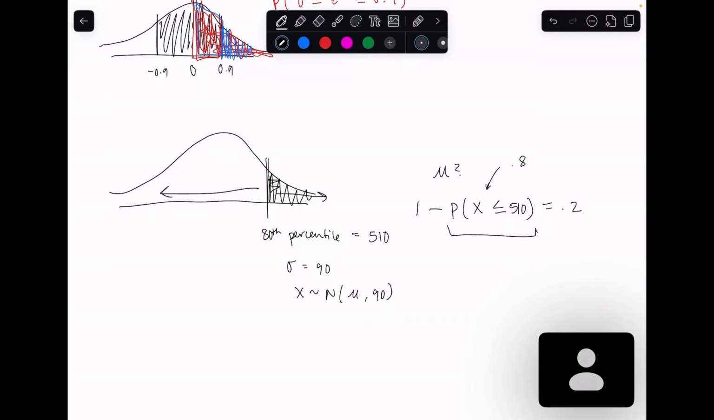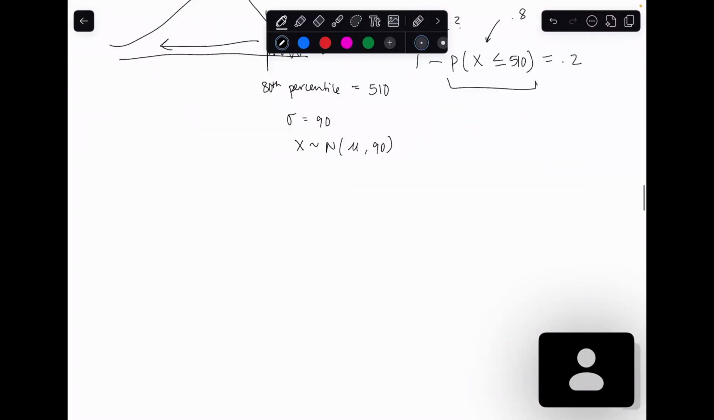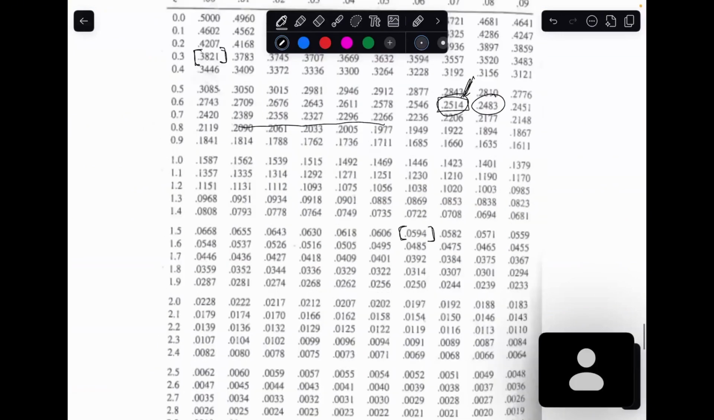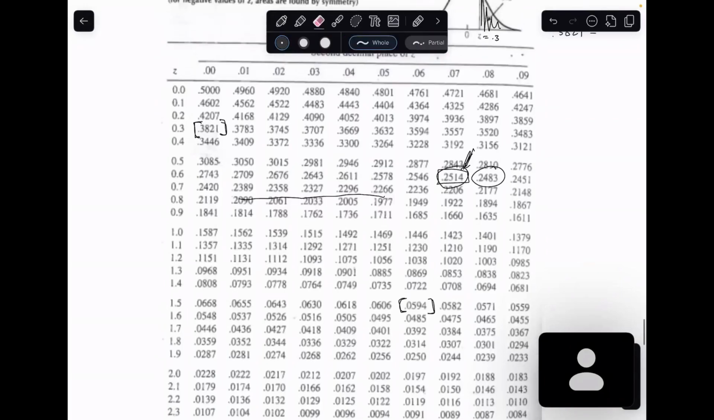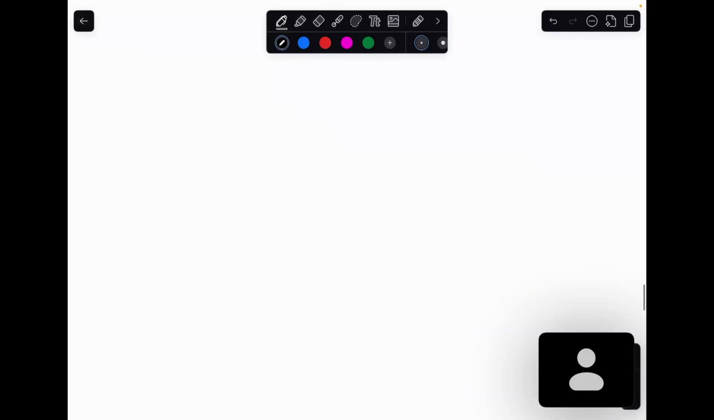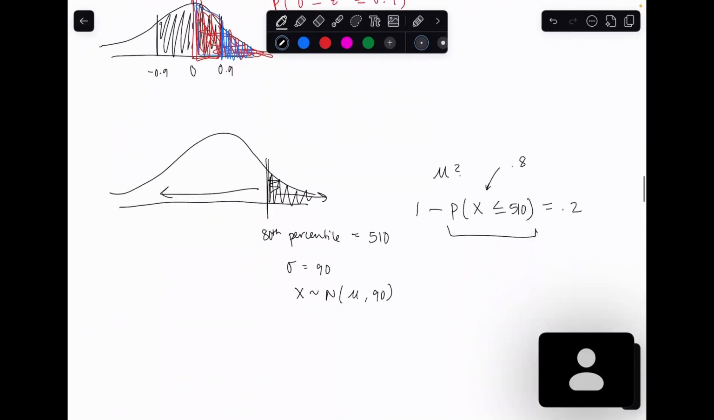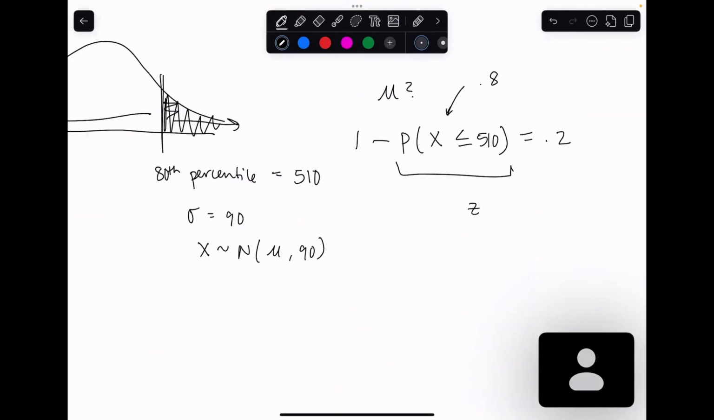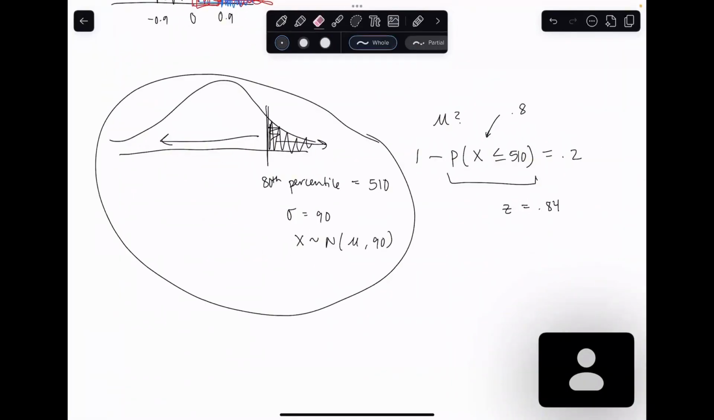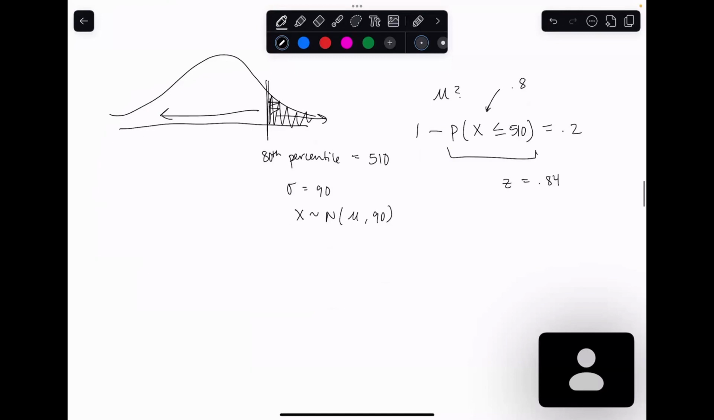So let's go to the table and let's find this 80th percentile, shall we? So we want 20% above. So we're going to look here. Looks like that's right here, 0.2005. Does everyone see that? And that's 0.84. So we know that this is 0.84. So Z, if we're standardizing it, is equal to 0.84. This over here is not standardized, so we need to standardize it for this to be useful.